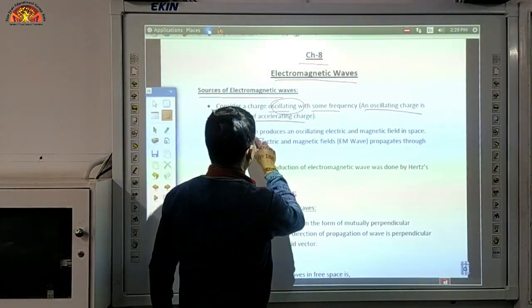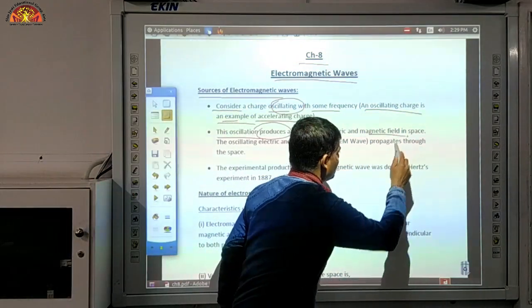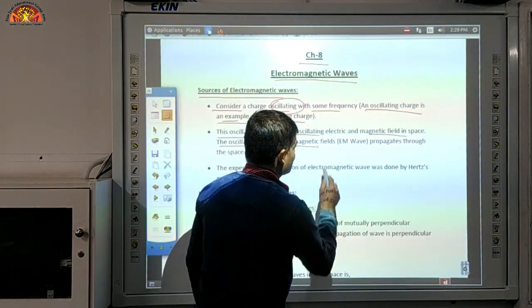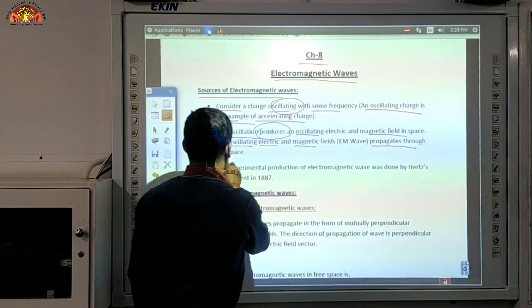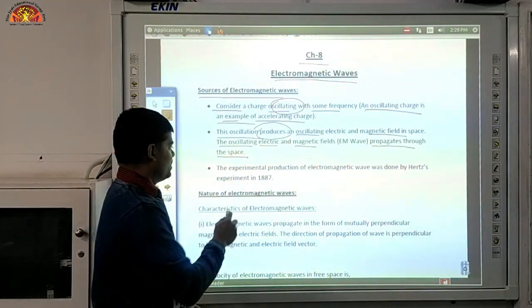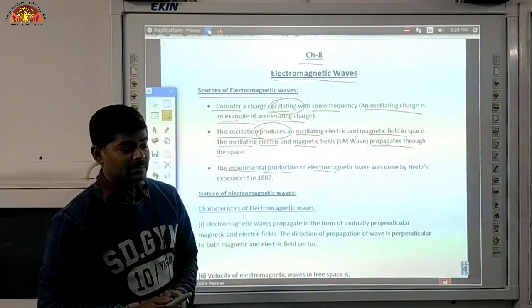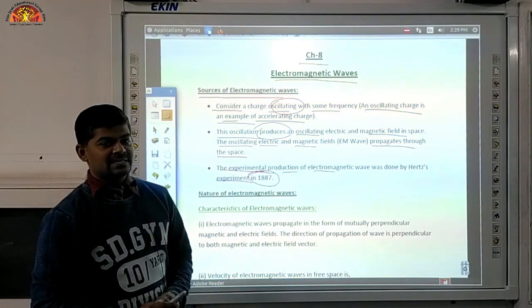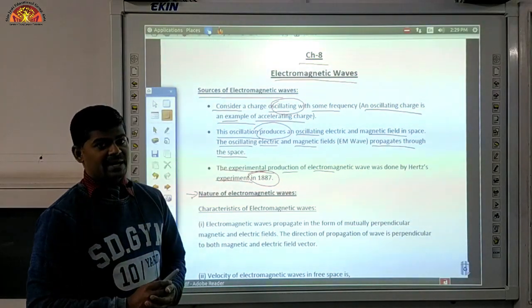Now this oscillation produces an oscillating electric and magnetic field in the space, and the oscillating electric and magnetic field, combinedly called the electromagnetic waves, propagates through the space. Now the experimental production of electromagnetic waves was done by Hertz's experiment in 1887. Now the next one, the nature of electromagnetic waves.